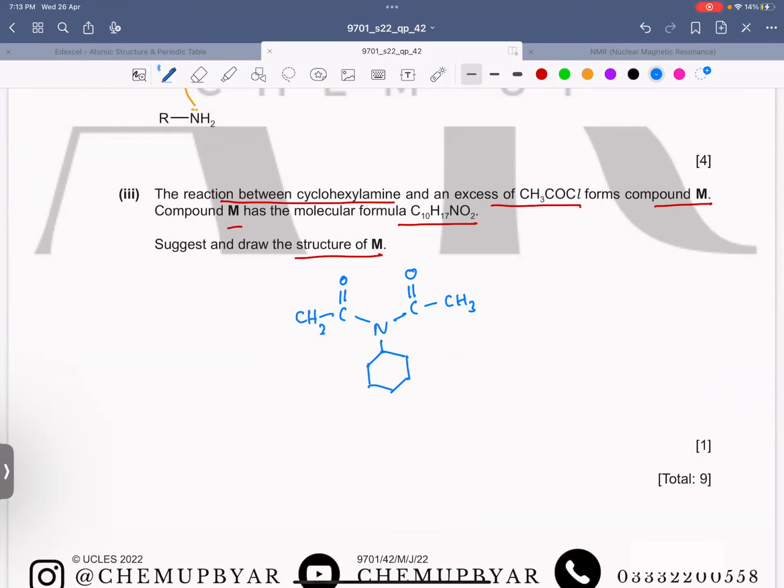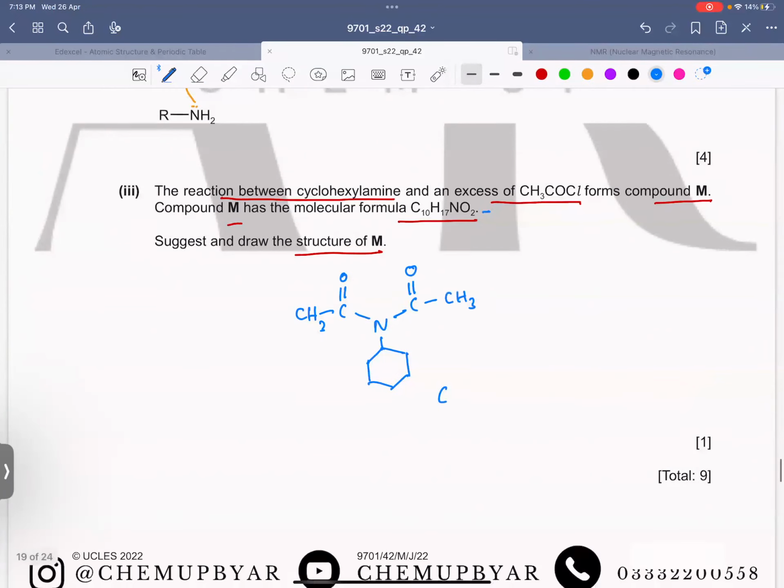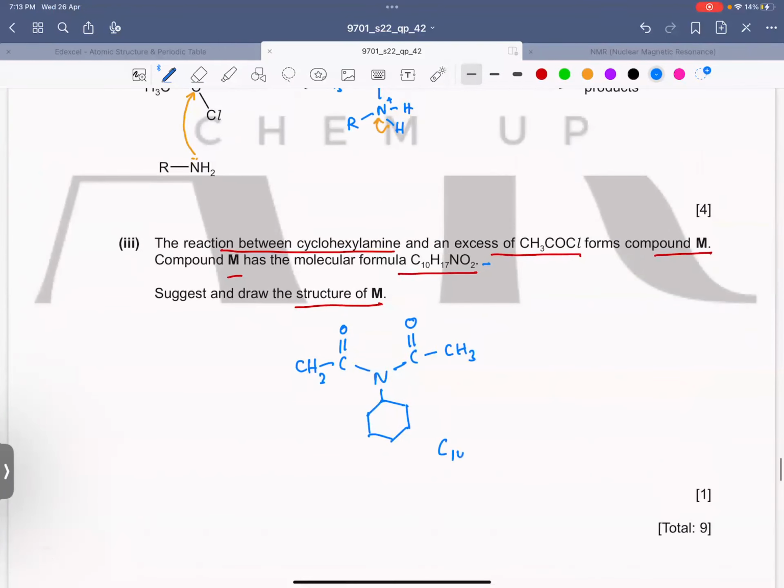Now you can compare the formula of this compound with the given one over here. See how many carbons we have? 6 in the ring, 7, 8, 9, 10. How many hydrogens we have? 6, 7, 8, 9, 10, 11, 12, 13, 14, 15, 16, and one is over here, 17. So it's 17 hydrogens, one nitrogen and 2 oxygens. So see, we are getting the same molecular formula. So it is our structure.